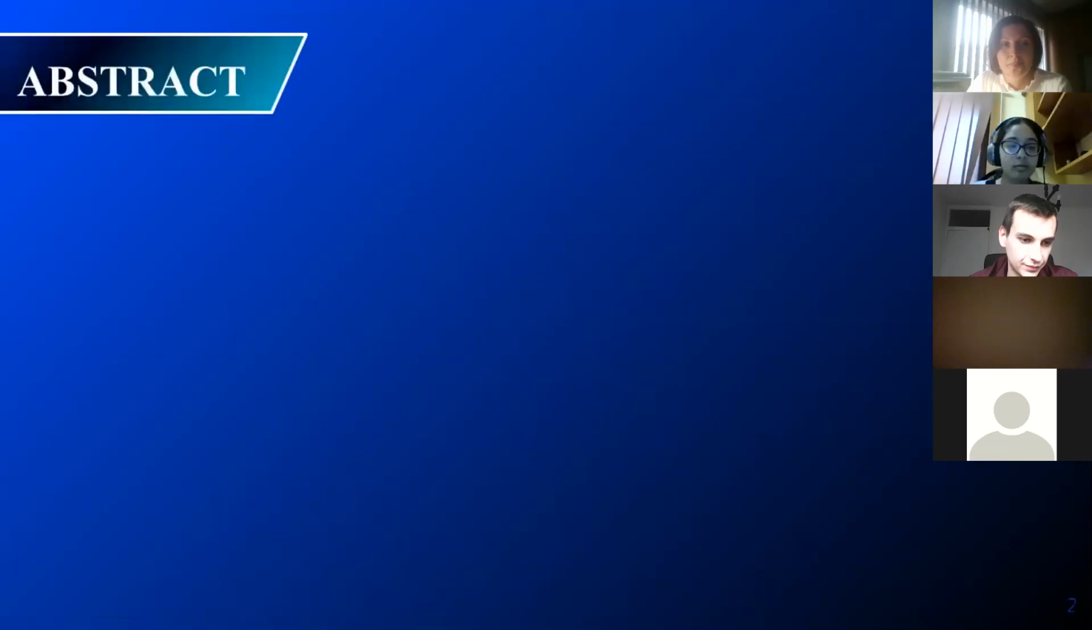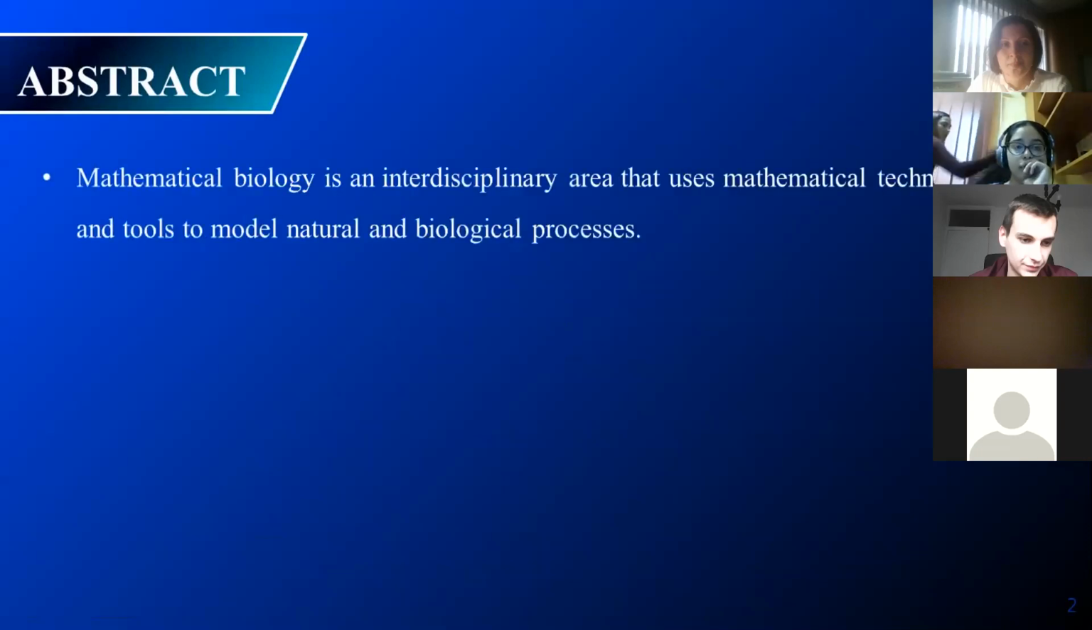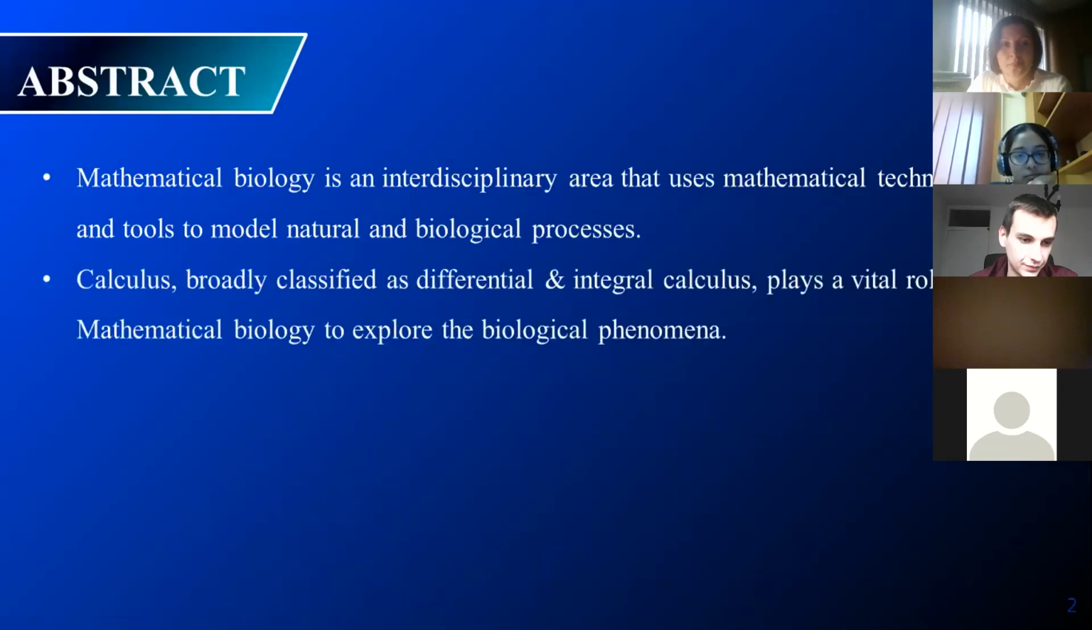Beginning with the abstract of our presentation. Mathematical biology is an interdisciplinary area that uses mathematical techniques and tools to model natural and biological processes. It is a field that applies mathematical concepts in biology. Calculus, broadly classified as differential and integral calculus, plays a vital role in mathematical biology to explore biological phenomena. Many systems and processes are studied majorly with the help of calculus.